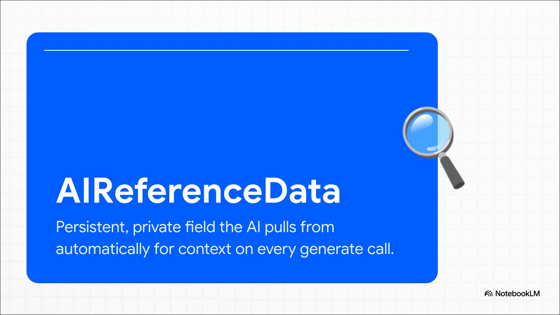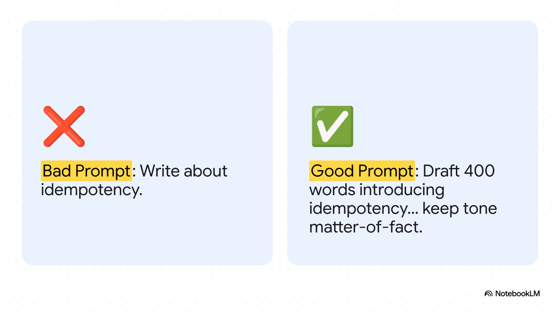This is huge because it ensures your terminology and facts stay perfectly on track without cluttering up your actual final text. But look, the AI is only as good as the instructions you give it. On the left, we have a bad prompt: "write about idempotency." It's just way too vague to produce anything useful.